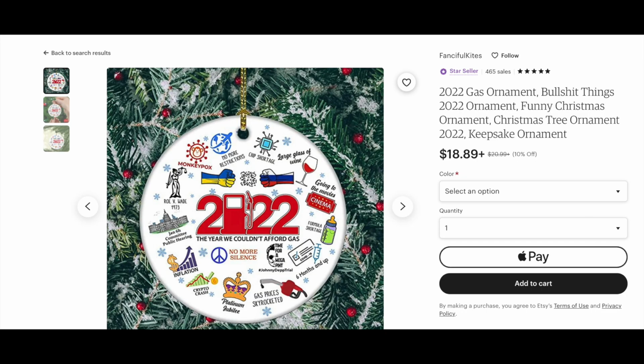Number 4 would be a non-customized ornament. So this is not something specific. This is something more general, like a 2022 ornament. Not something customized, but something that you know would be very popular. So the 2020 ornaments are a great example of this. You could make one style of ornament, make 1,000 of them, and you could just blow through them.